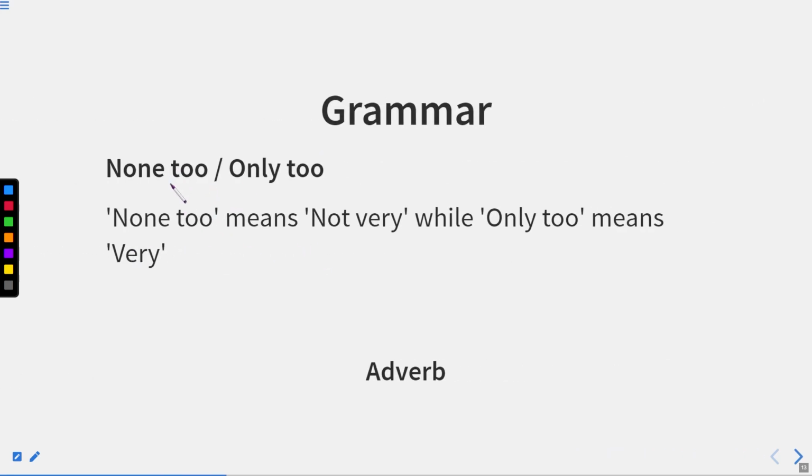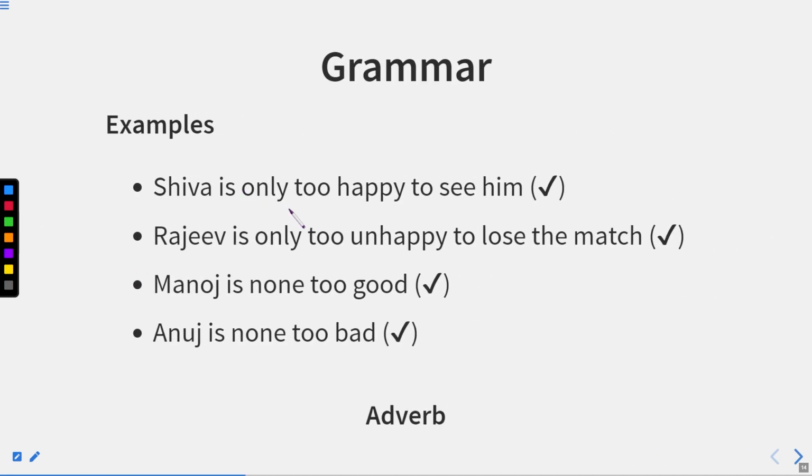Now, we have another part, that is none too and only too. So, we have to read the uses of none too and only too. Well, only too basically means very. So, what is the meaning of none too? None too means not very, and only too means very. This is the difference. Now, we can also use these words in our phrases or in our sentences. For example, Shiva is only too happy to see him. Now, let us replace only too with very and none too with not very. Rajiv is only too unhappy. That is, very unhappy.